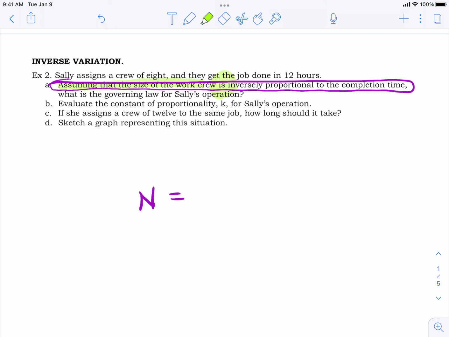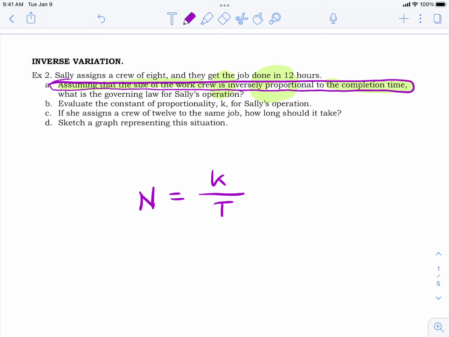Now, inversely proportional to means not k times, like we did in the previous problem, but k over. And that's the big difference with inversely proportional. It's not k times, it's k over. Inversely proportional to what now? The completion time. How about we use t to stand for time?